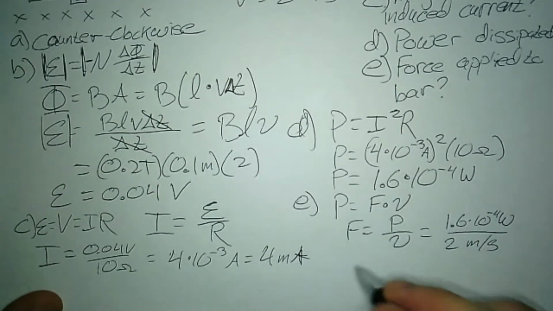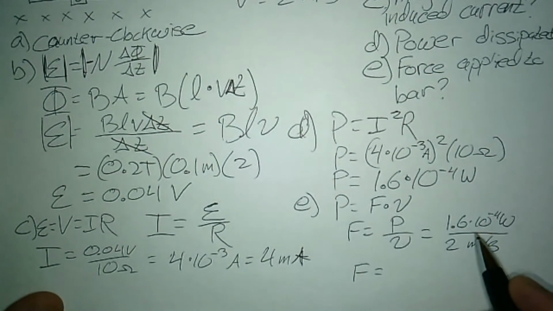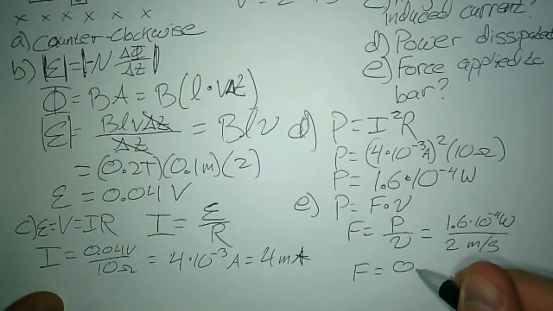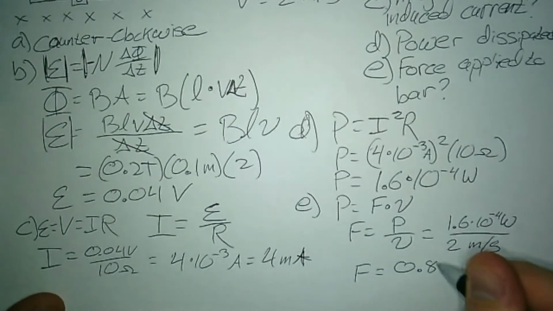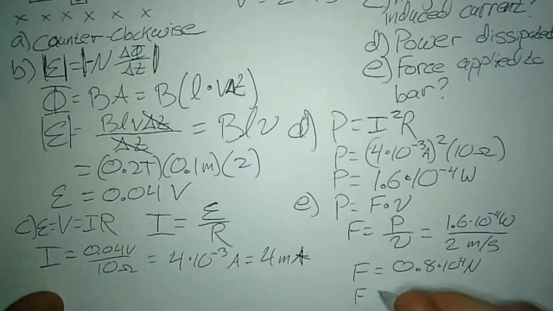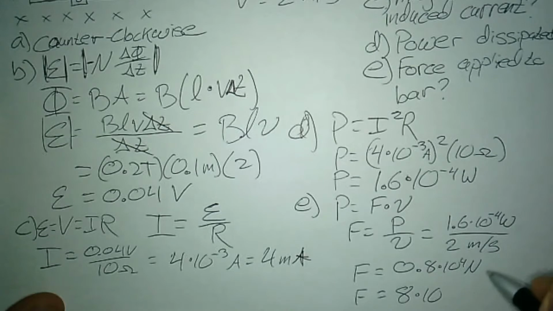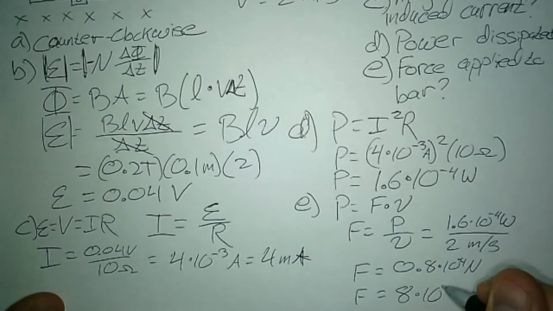So that is going to get me the force is equal to 0.8 times 10 to the negative 4 newtons, or better written as 8 times 10 to the negative 5 newtons.